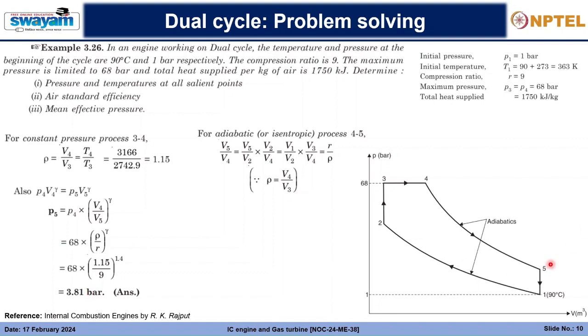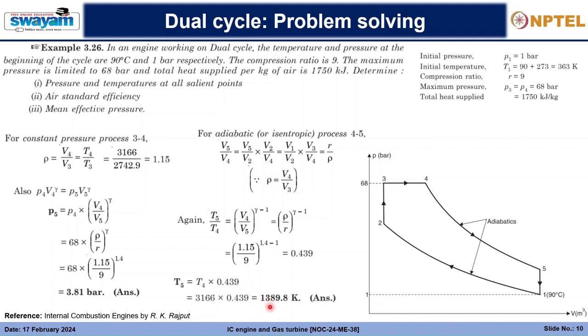So by that we get P5, and I think we have got all the pressures. Did we get the temperatures? I think we did not get the temperature. We know the volume though. So next we have to calculate the temperature T5. We know T4. Plug in the values in this thermodynamic relationship, and you will get T5 equals T4 into 0.439, that is 1389 Kelvin, about 1390 Kelvin. So by that we get the pressures and temperatures at all the salient points.